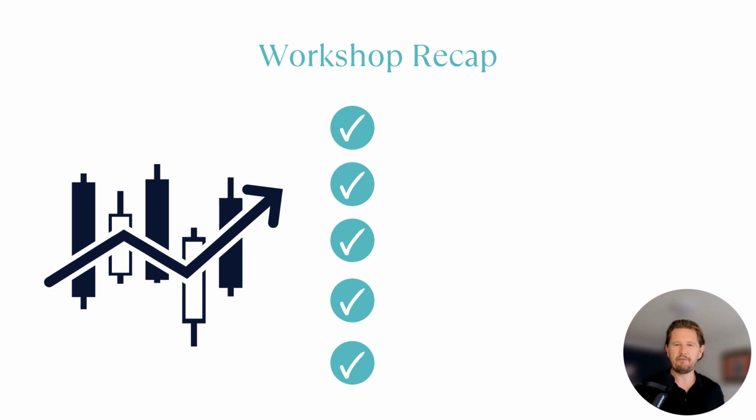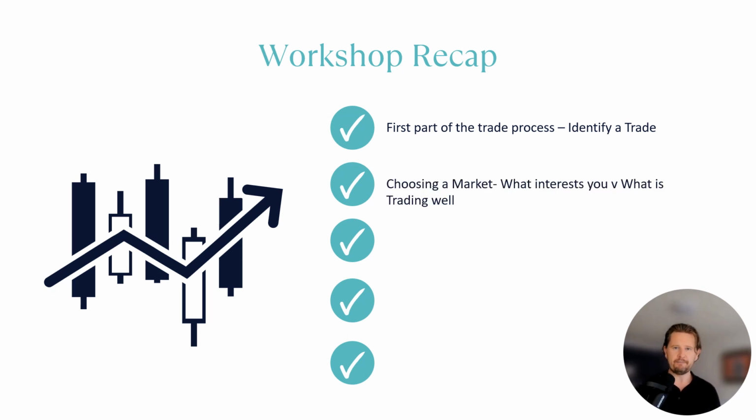So the recap for Unit 2. We covered the first part of the trade process, identify a trade. Very important to have this process because it keeps us accountable for what we're doing as traders. We have identify a trade, we're going to cover execute a trade, manage a trade, and evaluate a trade. Each part of that process is as important as the last. So first of all, we've got to identify a trade, which involves choosing a market.